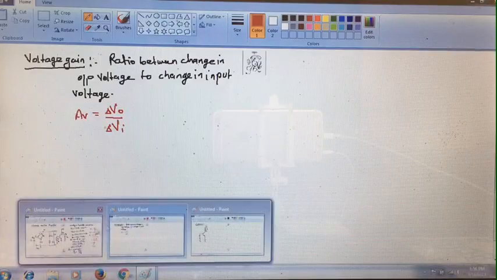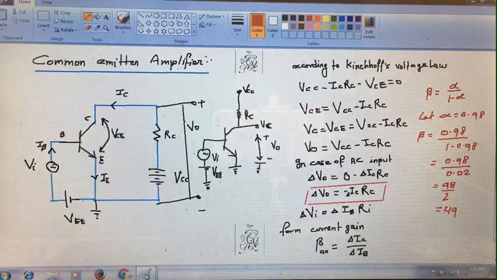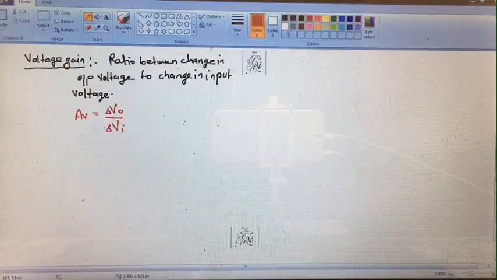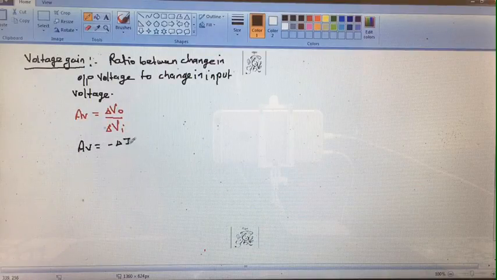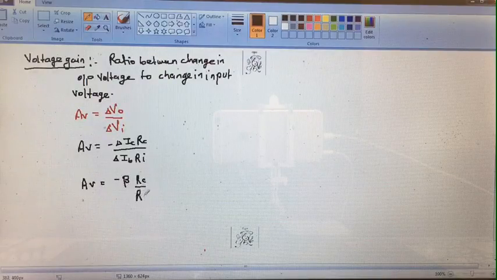From the previous page, we can write that the change in output is minus change in collector current and RC, and the change in input is change in base current into input resistance. So it can be written as AV equal to minus ΔIC RC upon change in base current times R input. So voltage gain is equal to minus beta times RC upon R input.